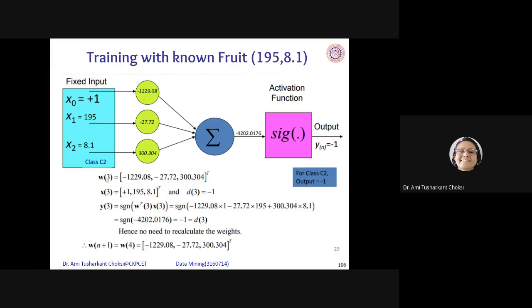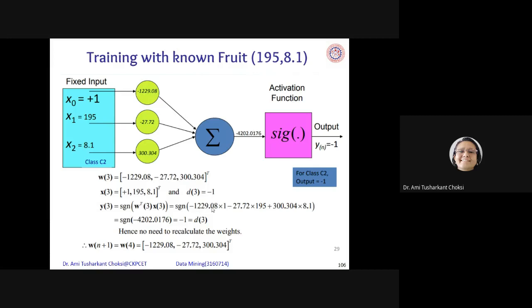So we are representing W3. W3 is the weight vector, so it is this one transpose. Then X3 is plus 1, 195 and input 1 transpose. Right? D3 is minus 1. Then we take Y3, so we take the multiplication of these two vectors, and we apply SGN here.